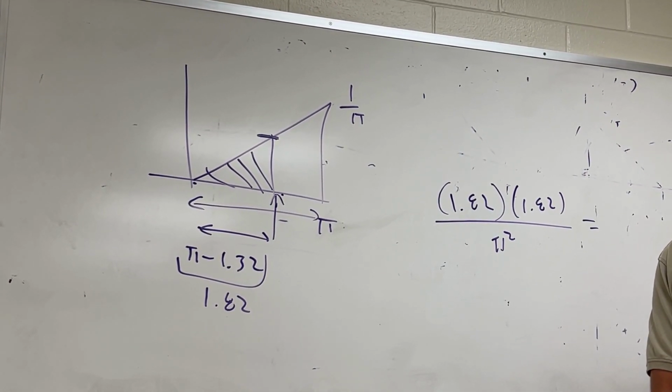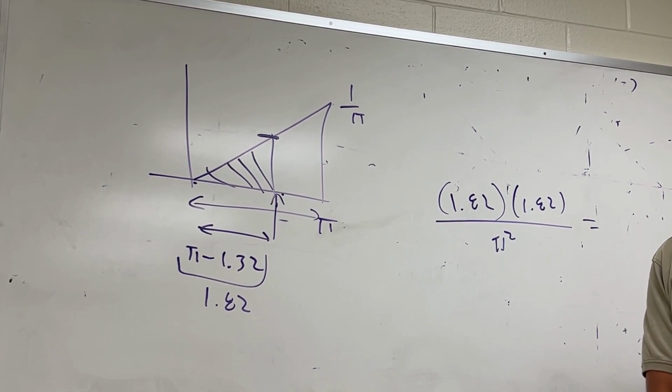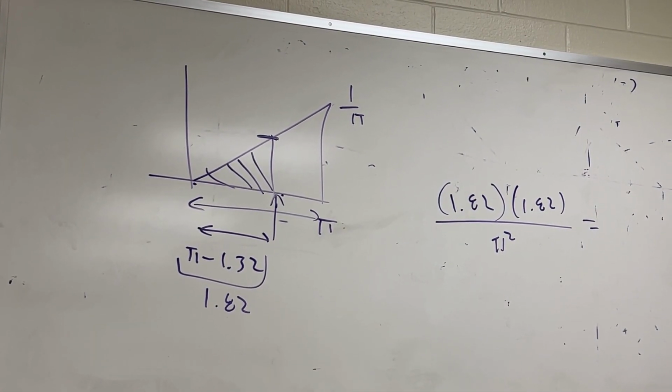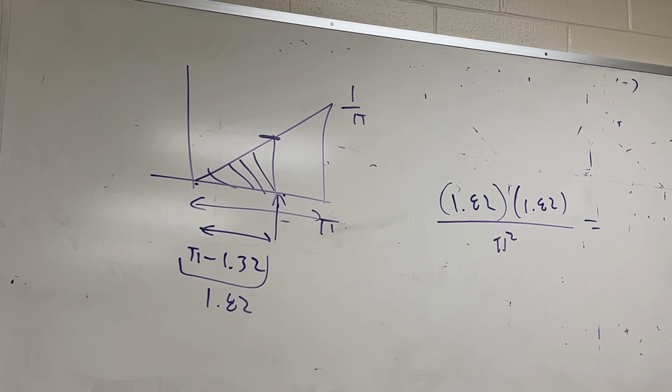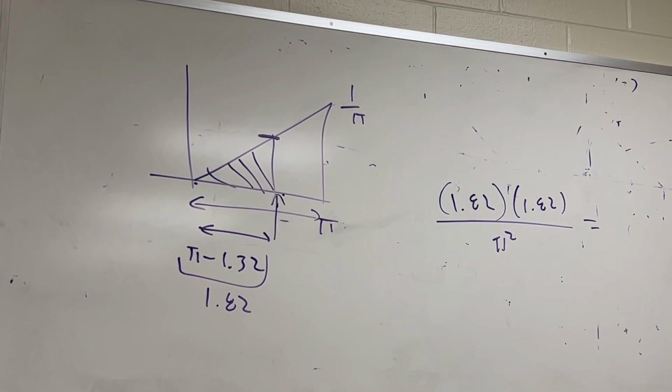0.335. What is he getting his answers? It's 0.25, 0.2435. All right, what did I mess up? It should be twice that area. That is 1.82 pi minus 1.32? 1.82 squared over pi squared.